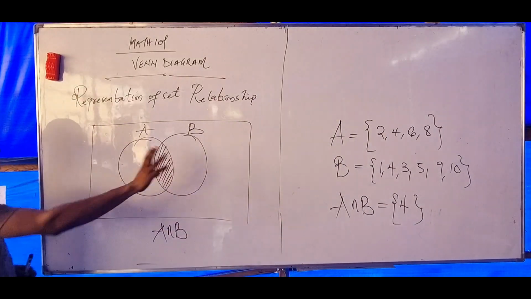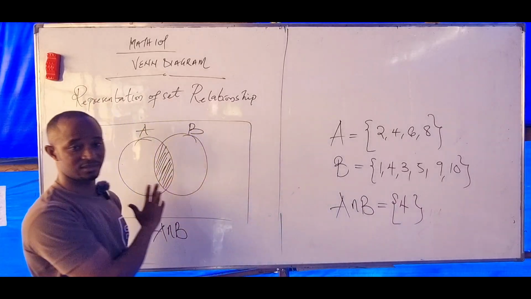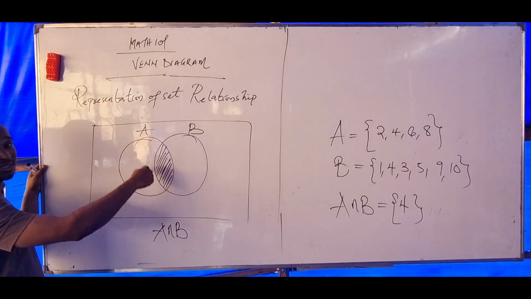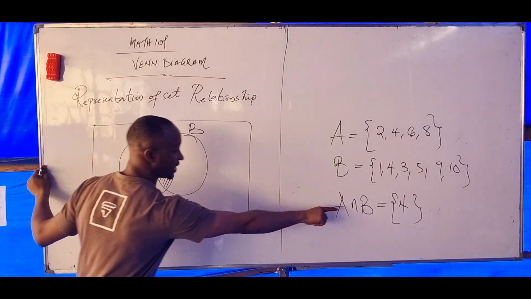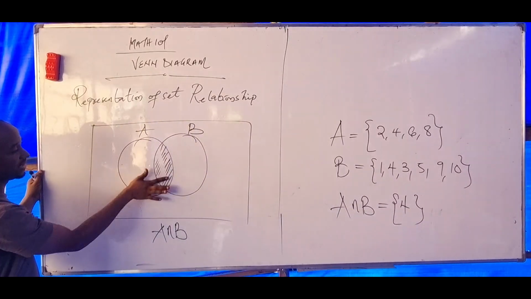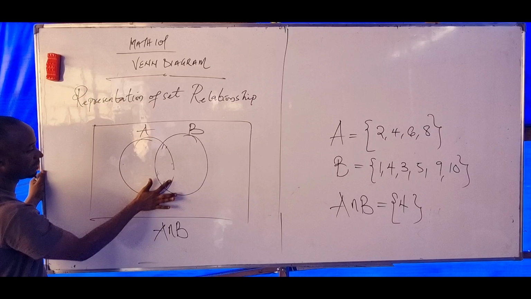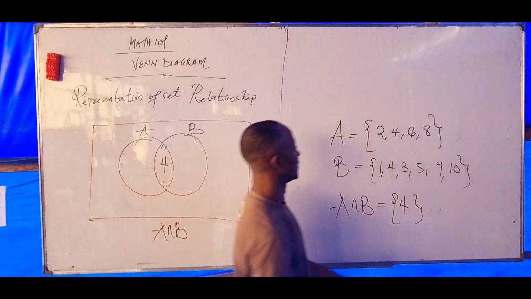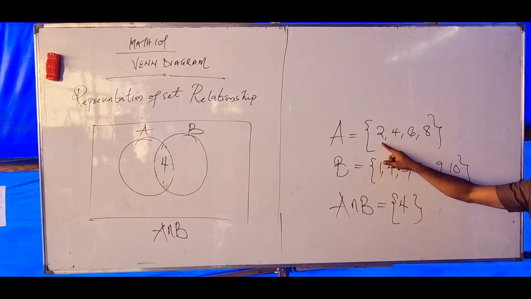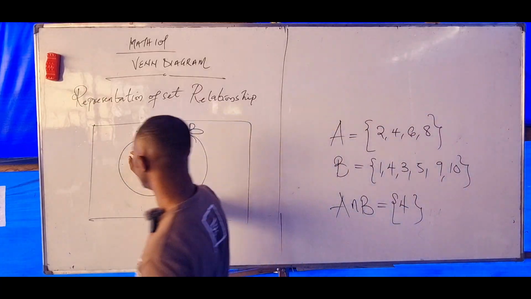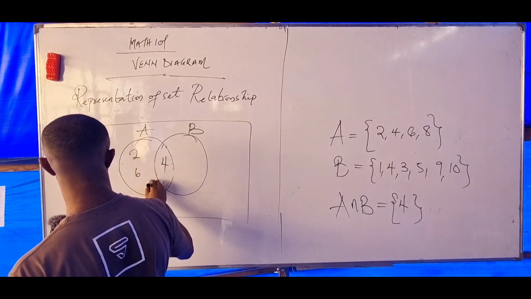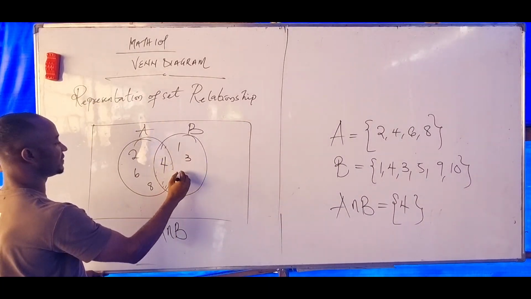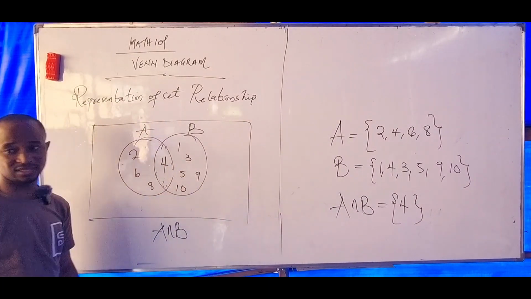I can represent this in a Venn diagram. Are you getting the concept now? This center part shows what is common between A and B. So I will put 4 here. Now if 4 is common, if I remove 4 from A, what's remaining? 2, 6, and 8. What about that of B? 1, 3, 5, 9, and 10. Are you getting the concept now?